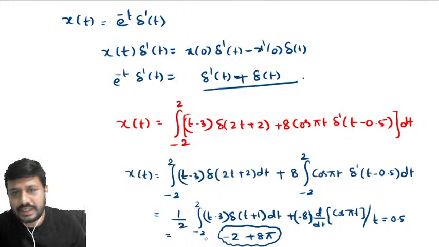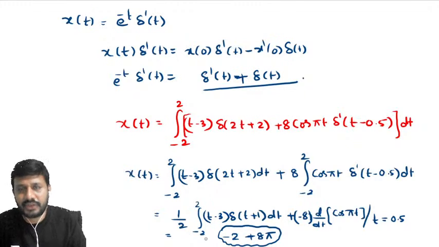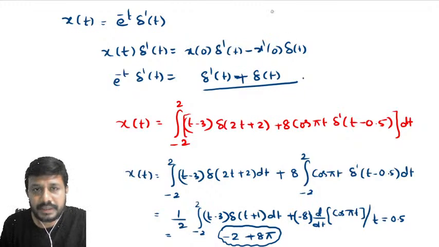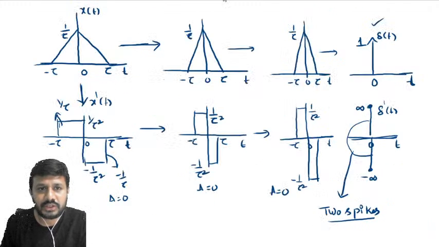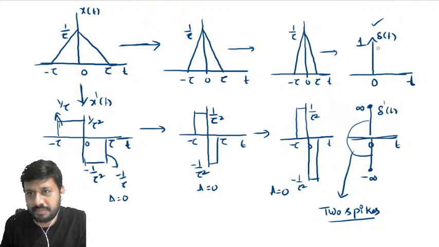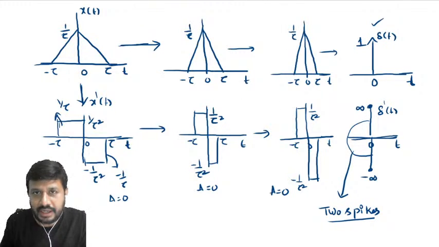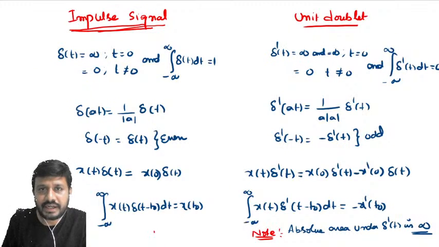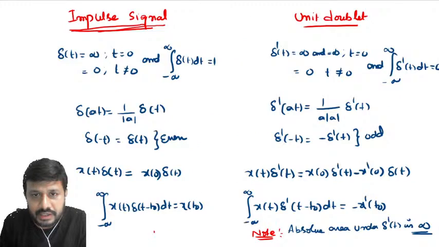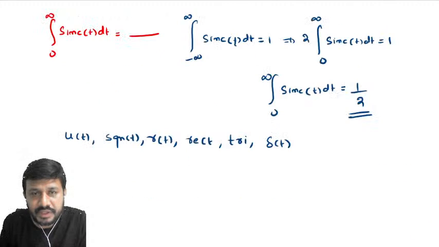Okay, this much knowledge is enough about the unit doublet. If anybody asks you what unit doublet means, simply say differentiation of impulse signal, and how we obtain it, you try to show like this. The limiting form of this triangular pulse gives impulse, so if I differentiate this triangular pulse and take the limiting form, that must give me a unit doublet, which is infinite and minus infinite, because if you subtract those two, infinite minus infinite is an undefined value. So that's what I have written here in the definition.